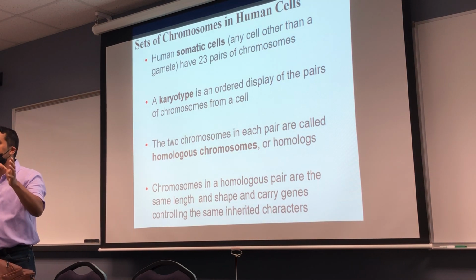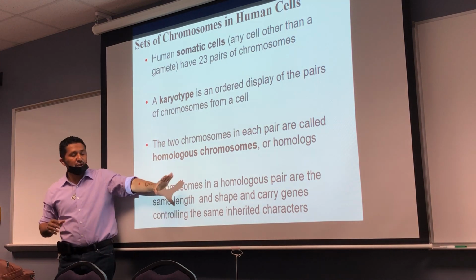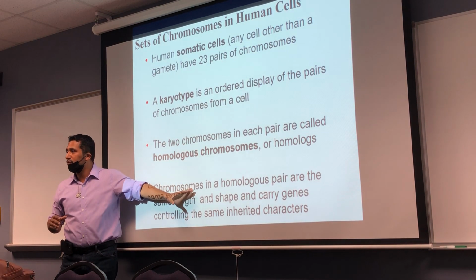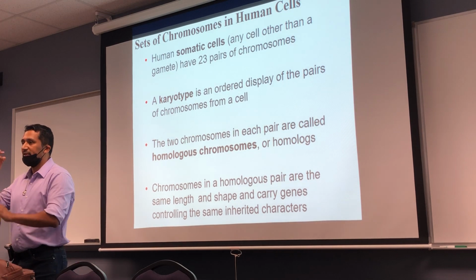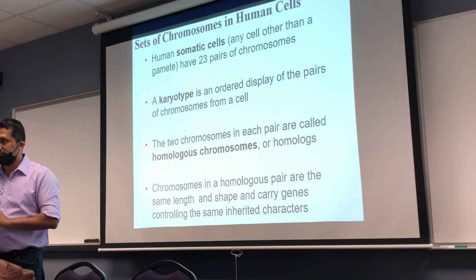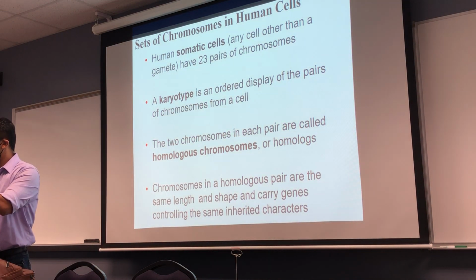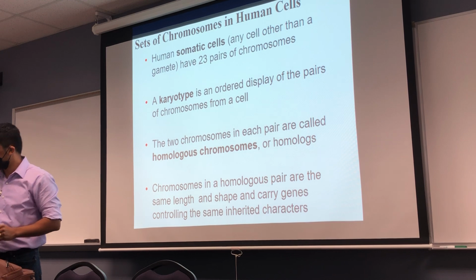Alleles are like alternative versions of the genes. We'll cover that more in the next sessions, but just keep that in mind. Those homologous chromosomes are the same size, same shape, same length, and they carry the same genes. There might be some differences in the alleles, but it's the same gene. Keep that in mind.